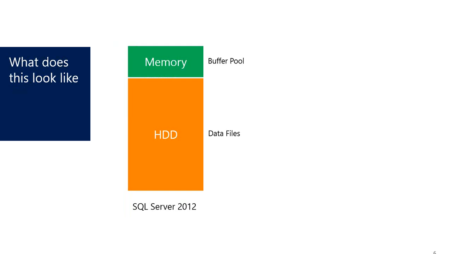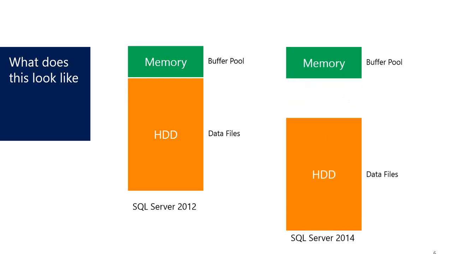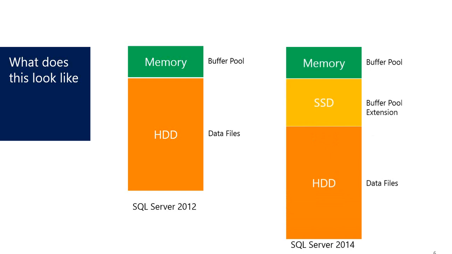So, how do we look at it another way? SQL Server 2012, we've got our memory, relatively small compared to our overall amount of data which we've got on our storage platform. Now, that's the default out-of-the-box configuration for SQL Server 2014 as well. However, by enabling it, we add this little piece in. We add a third tier to our storage mechanisms effectively.